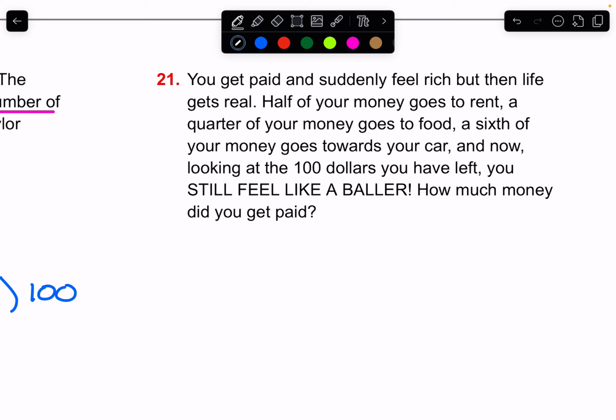If you're a fan of Parks and Rec like I am, then you're going to love this problem. You get paid, and suddenly you feel rich, but then life gets real. Let's be honest. So half of your money goes to rent, a quarter of your money goes to food, a sixth of your money goes towards your car, and now you look at the $100 you have left, and you still feel like a baller. Good for you. How much money did you get paid originally?